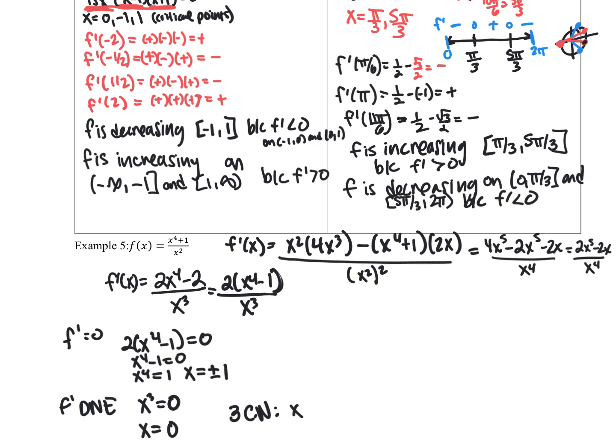Well, it seems like we have 3 critical numbers. I'm going to tell you that one of them is not here in a second. It seems like we have 3 critical numbers, 1, -1, and 0. But 0 is actually not a critical number because the function does not exist at this point.